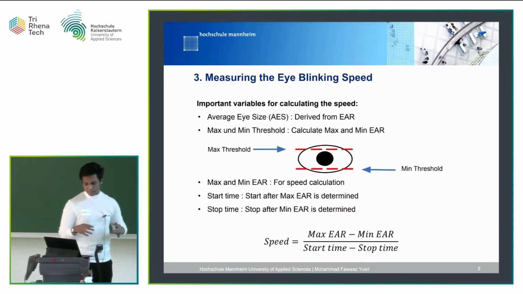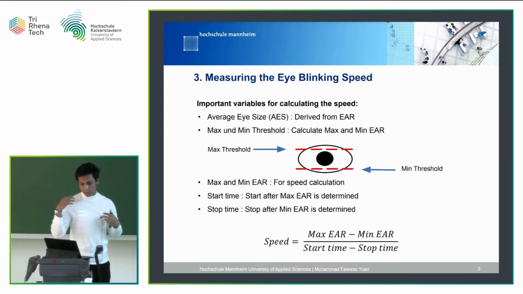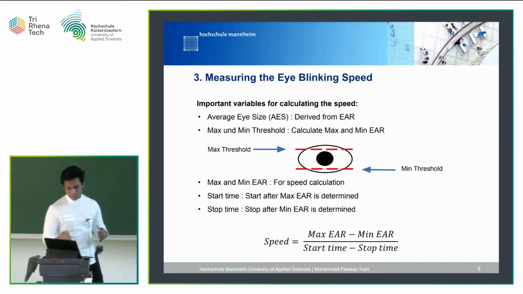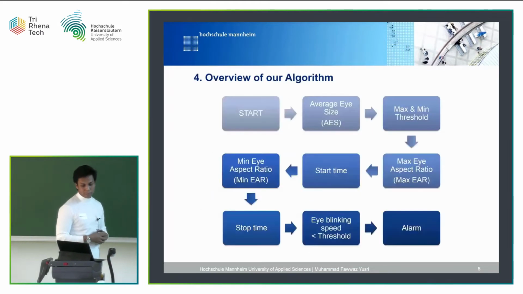So the basic speed formula is distance over time. So we replace the distance with the maximum EAR and minimum EAR.